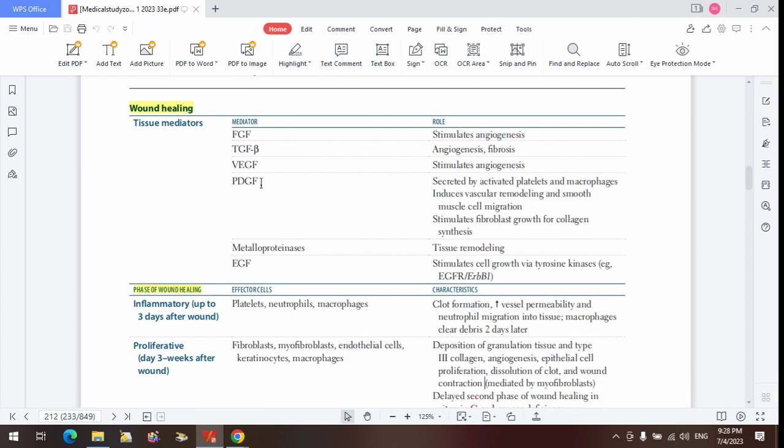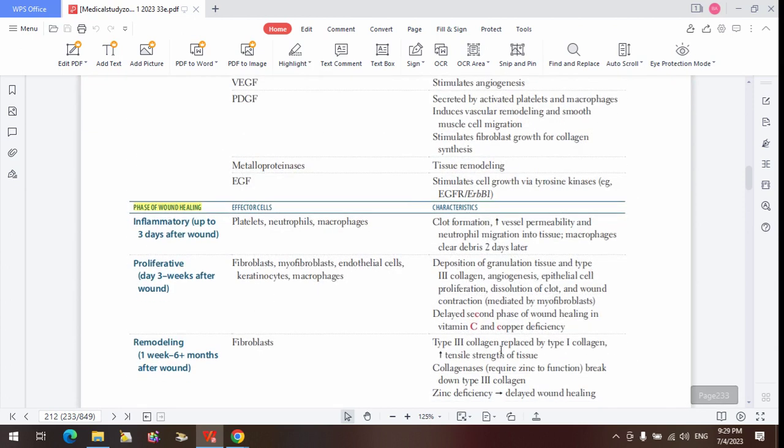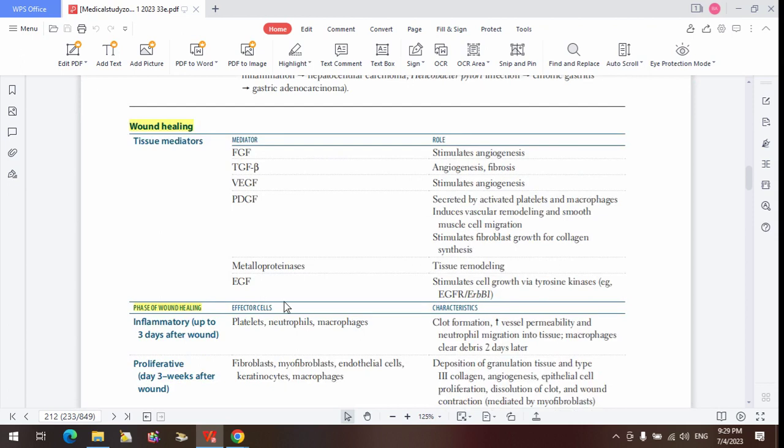The vascular endothelial growth factor follows its name. It stimulates the proliferation of endothelial cells so that you can have angiogenesis. Then, in addition to all these growth factors, we also have the metalloproteinases. An example of that is collagenase. Collagenase is an example of metalloproteinase that remodels the tissue by breaking down collagen type 3 to collagen type 1. So that's when you need your metalloproteinase. An example of that is collagenase.